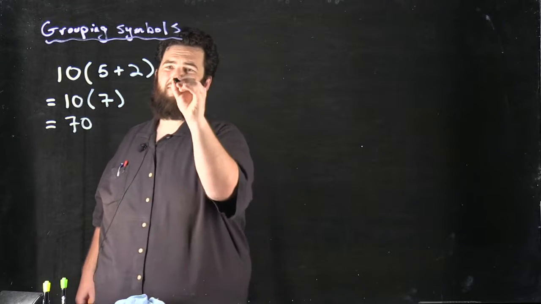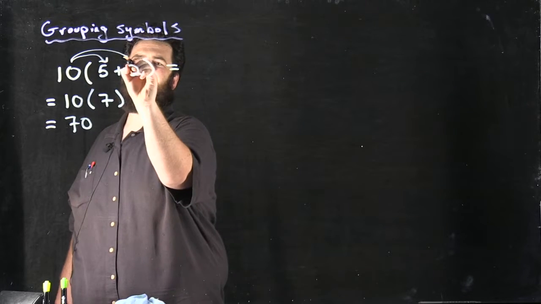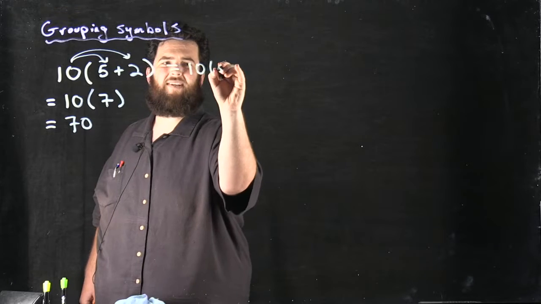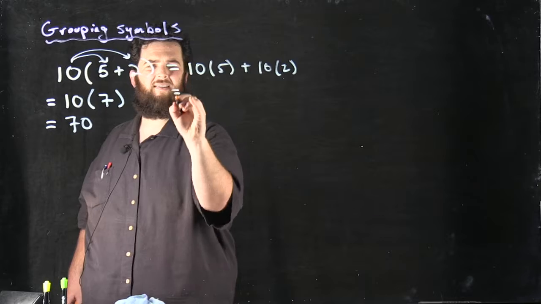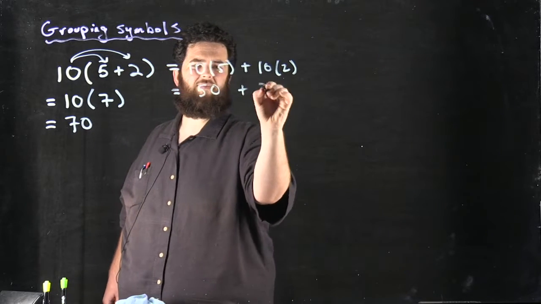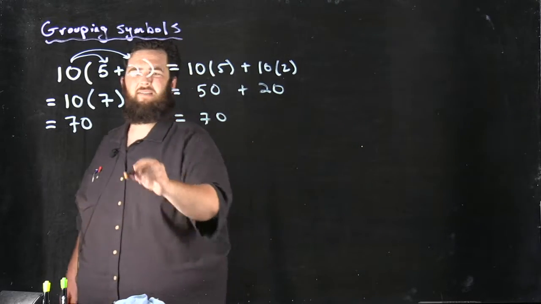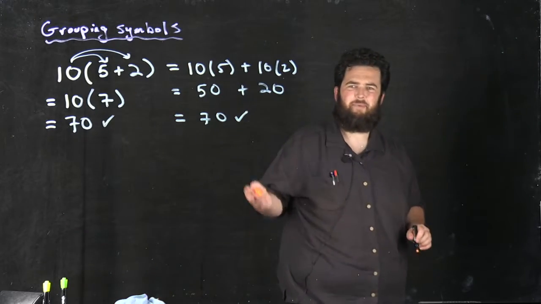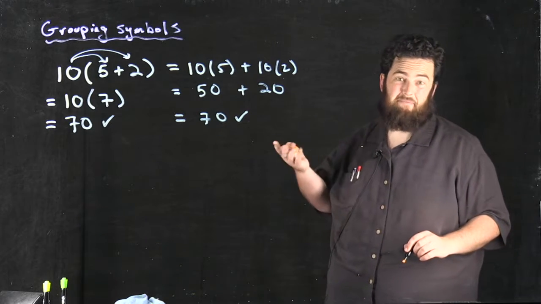But as it turns out, we could also distribute this 10 over to either one. So it's the same thing as saying 10 times 5 plus 10 times 2. Now, 10 times 5 is 50, plus 10 times 2 is 20, and 50 plus 20 is 70. Look at that. I did the problem in 2 different ways, and I got the same answer. Sometimes there are multiple ways.